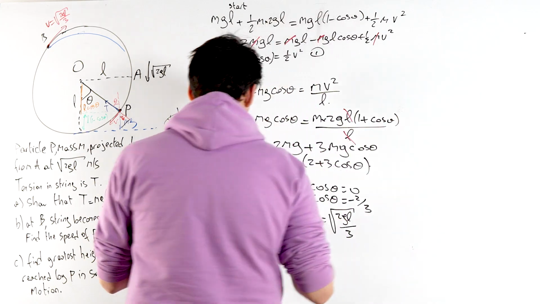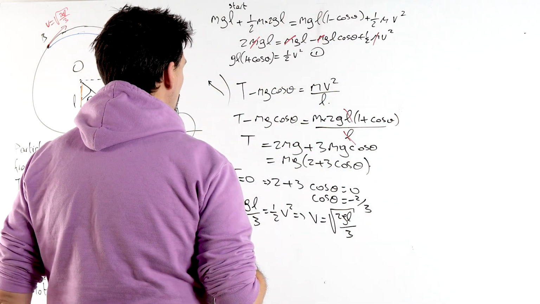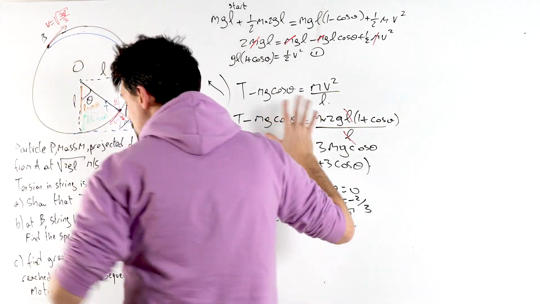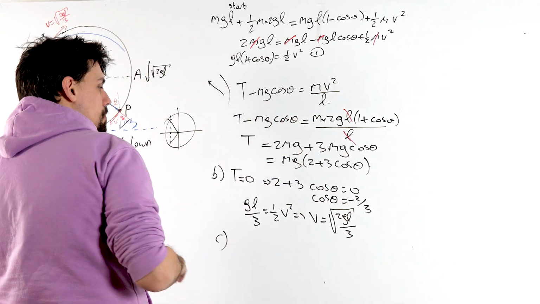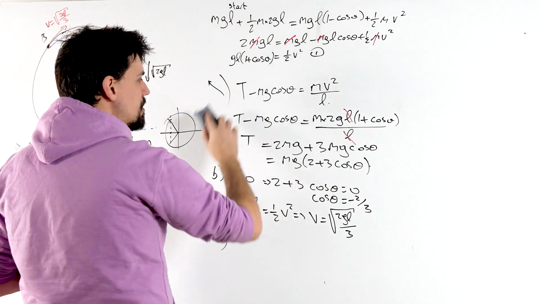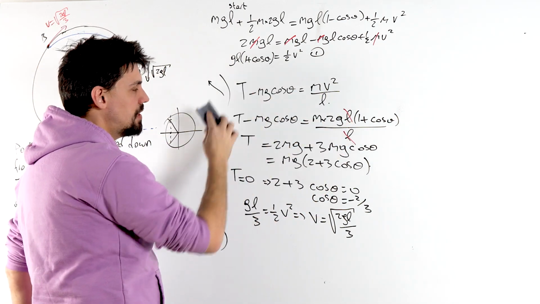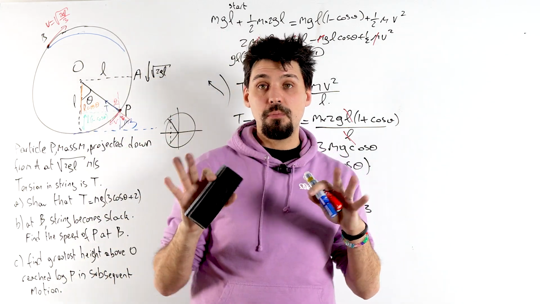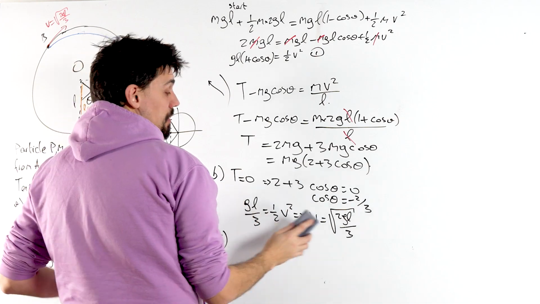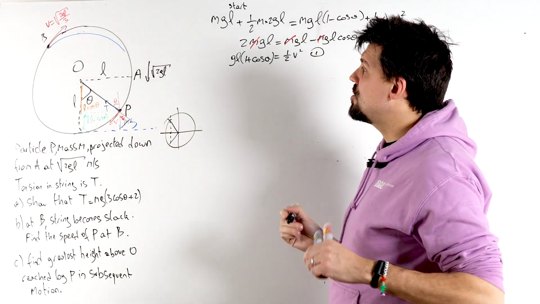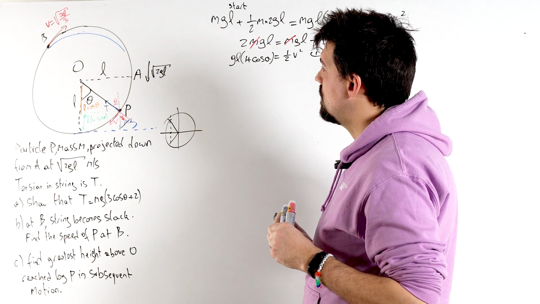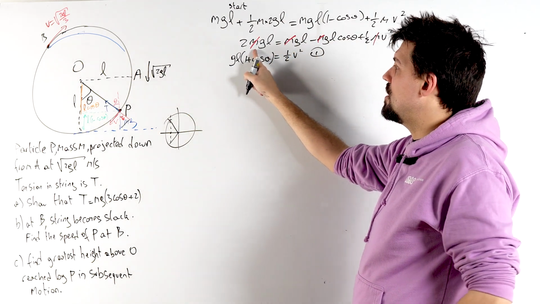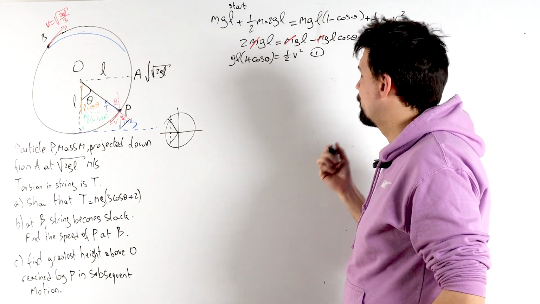So, let's sort this one out. I've got that up there. I know cos theta is minus 2/3. I can't use these equations anymore because the string is slack. I'm no longer obeying circular motion. So I can't use these equations anyway, but we can still use energy. Now, the total energy I've got at any given point is 2mgl.